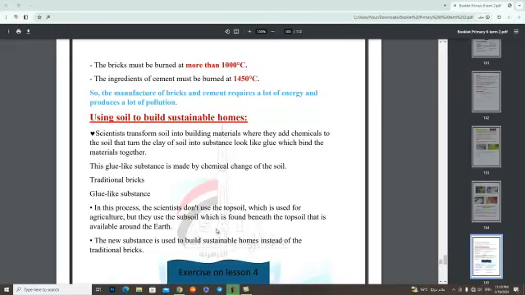In this process, the scientists don't use the topsoil, which is used for agriculture, but they use the subsoil, which is found beneath the topsoil and is available around the earth. The new substance is used to build sustainable homes instead of the traditional bricks.